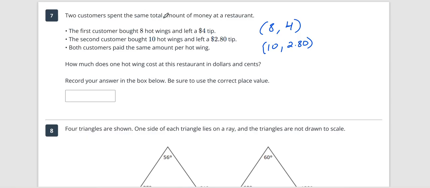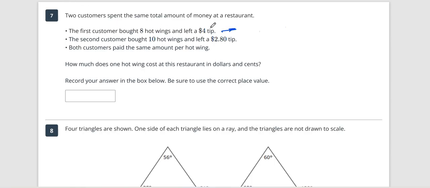Two customers spent the same total amount. So that means they're having an equation here. All right, I'm thinking this and the first chip. Okay, 2 here. The second customer bought 10 wings and the $2 chip, paid the same amount per wing. So they're saying two equations here, right? There are actually two equations here if you look at this. So this initial idea is good, but it's not going to work in this situation, all right? So we're going to come out here and read the words. Look at the words and read what's going on here.